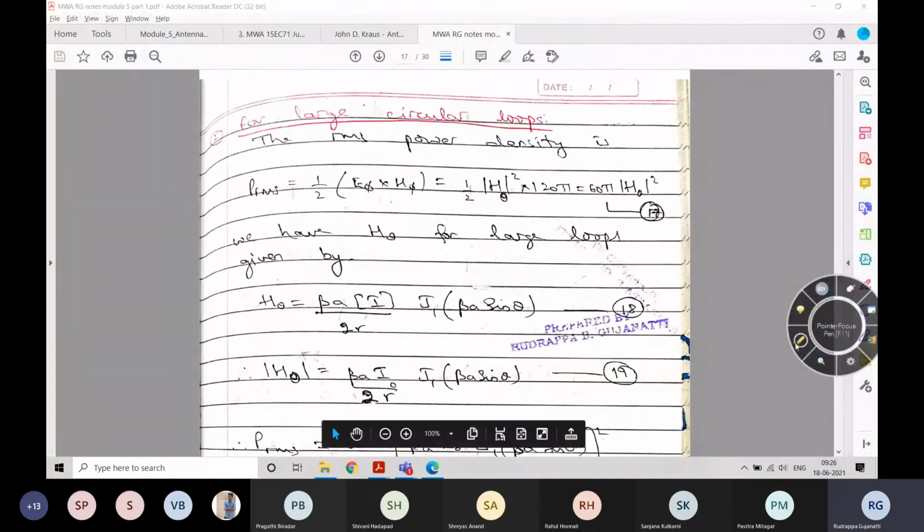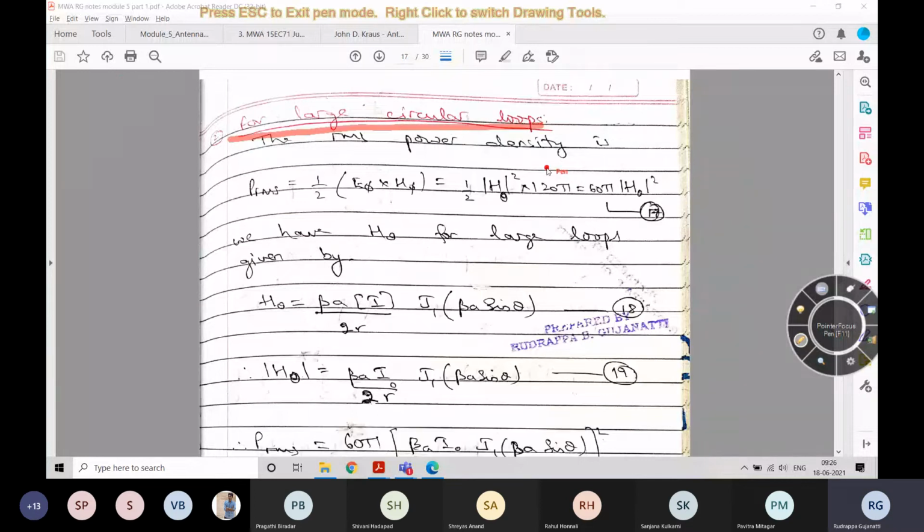Now moving further, we consider the large circular loops. Again, we continue with the same method. First we identify the average Poynting vector, in some notations SR, or the average power flow, the power density, which is given by half into the real part of E phi cross H theta conjugate, and it is complex.